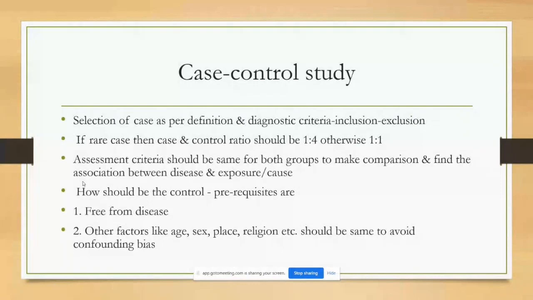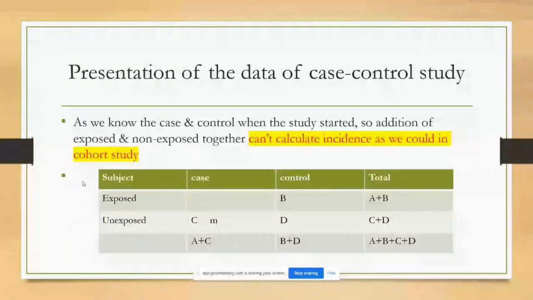If both are different, then we cannot properly conclude, because of bias or outcome bias. So, what is the presentation of data of a case control study? As we know the case and control when the study started, initially everything we know about case and control. So the addition of exposed and non-exposed together, thereby we can't calculate incidences.